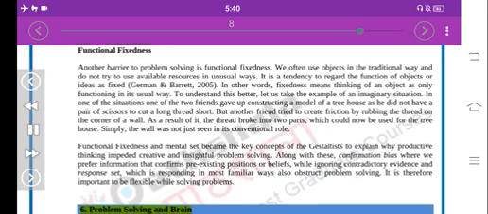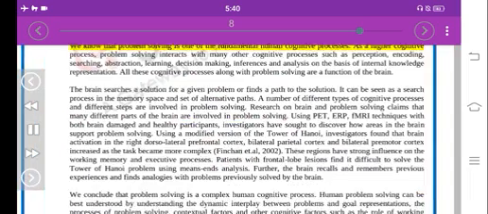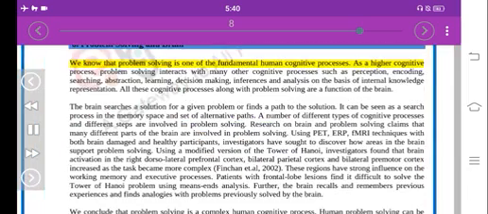6. Problem solving and brain. We know that problem solving is one of the fundamental human cognitive processes. As a higher cognitive process, problem solving interacts with many other cognitive processes such as perception, encoding, searching, abstraction, learning, decision-making, inferences, and analysis on the basis of internal knowledge representation. All these cognitive processes, along with problem solving, are a function of the brain. The brain searches a solution for a given problem or finds a path to the solution. It can be seen as a search process in the memory space and set of alternative paths. A number of different types of cognitive processes and different steps are involved in problem solving.